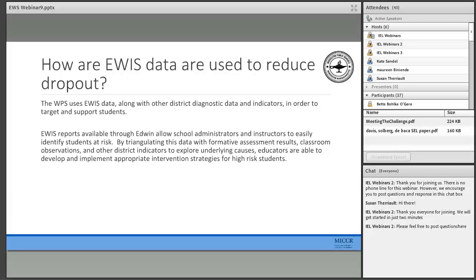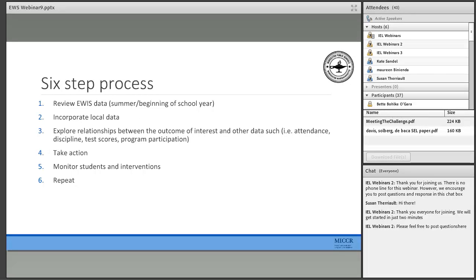Great. Right. So it's kind of a six-step process. We get the data at the beginning of the school year. We also add our own local data because we do a lot of formative and summative assessments. We look at the relationship between what we're given. A lot of it has to do with attendance, discipline, and test scores.